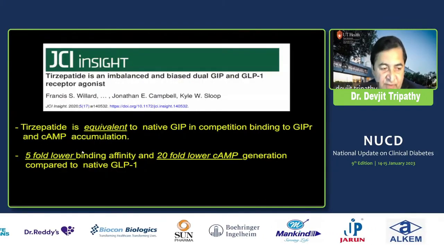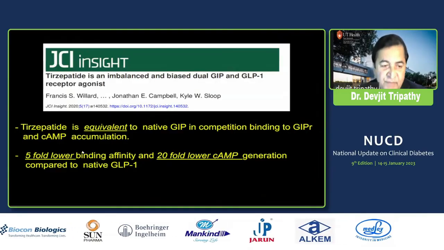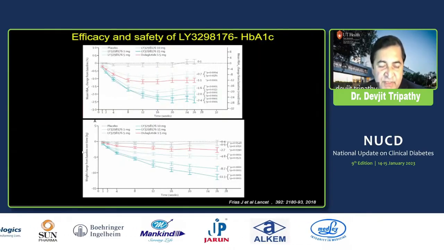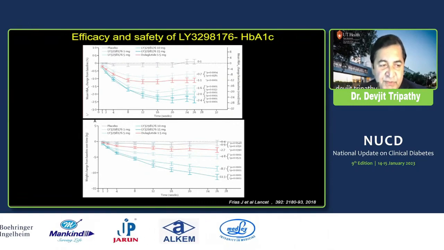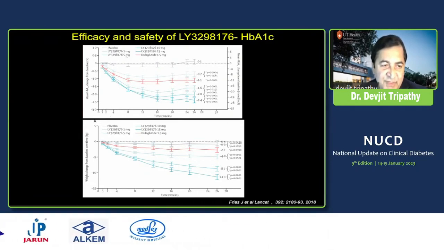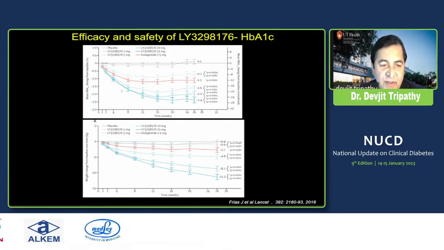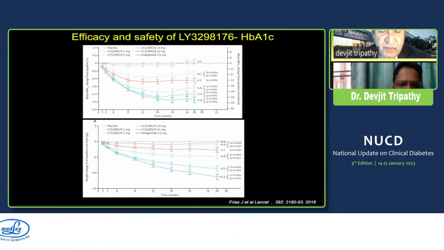Again, but these were the animal studies and in vitro studies. In humans, what happens, we do not know. So these are the first-in-human studies. It was published as early as 2018, showing type 2 diabetes patients treated for 6 months with this compound. At that time it was known as LY3298176, and the red one is dulaglutide, a GLP-1 agonist, as the comparator.